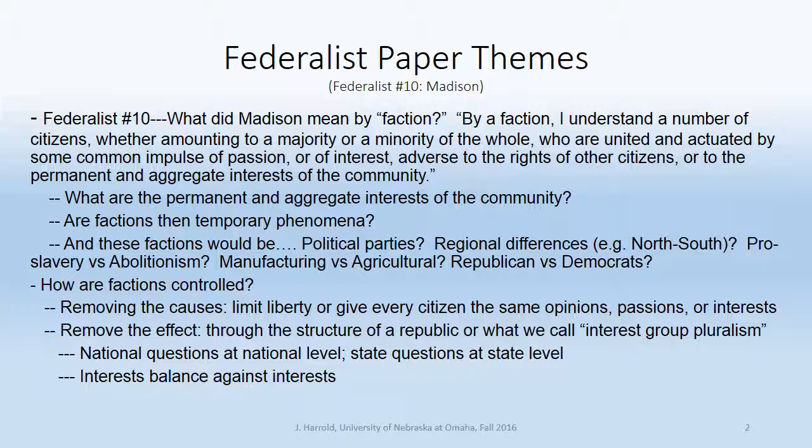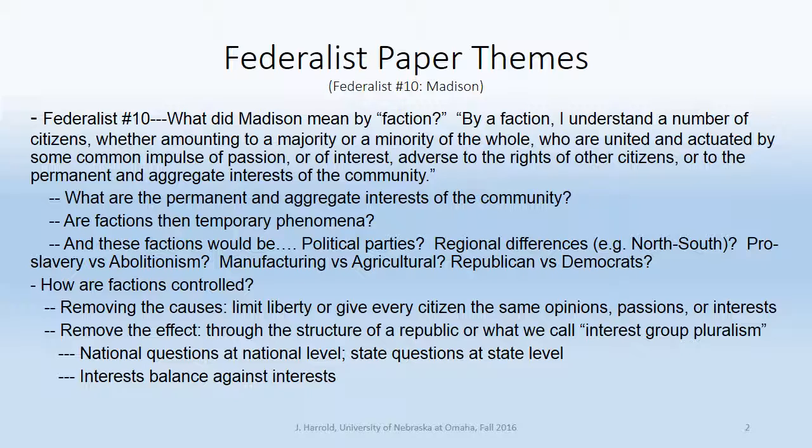So how do you do that? I mean, authoritarian governments do that as well, right? The approval rating for Kim Jong-un in North Korea is very high because theoretically every citizen believes in the revolution and has the same opinions, passions, or interests about the Kim family dynasty and the revolution. So that's one way of controlling factions.